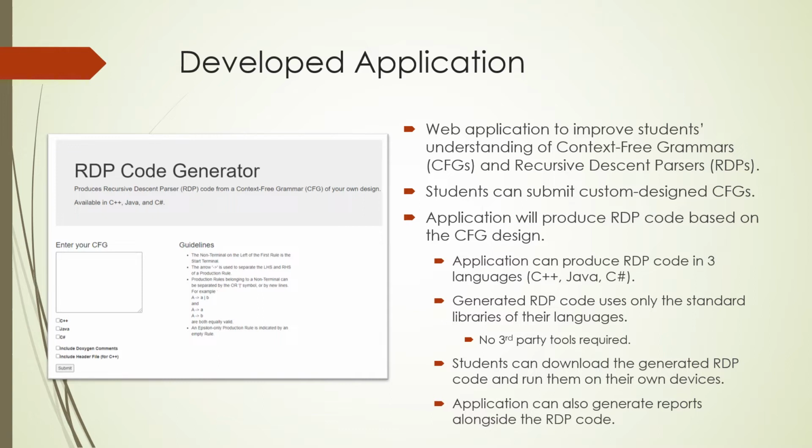Currently, the application can generate RDPs in 3 languages: C++, Java, and C#. The RDPs generated also use only the standard libraries of their languages, and no third-party tools are required to compile and run them. Furthermore, the application can also generate detailed reports alongside the RDP code. These reports provide a detailed explanation on how the RDP functions.